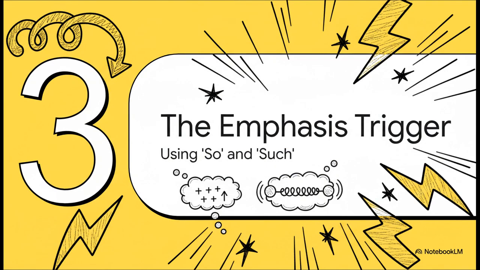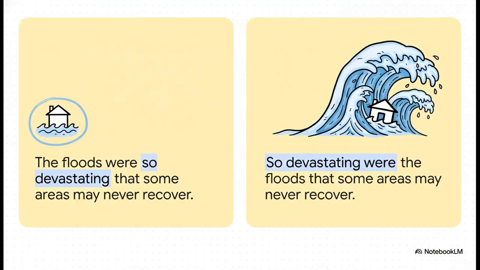All right, let's switch gears. We're moving on to a different kind of trigger. This one isn't about being negative. It's all about pure, unadulterated drama, using the words so and such. You gotta see this. The standard sentence is fine, but by taking that adjective, devastating, and yanking it to the front with so, you're shining a giant spotlight on that one word. So devastating were the floods. It immediately makes that the most important quality, the star of the show. It's just so much more powerful.